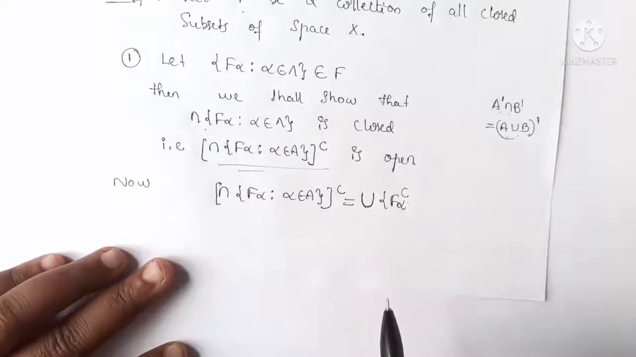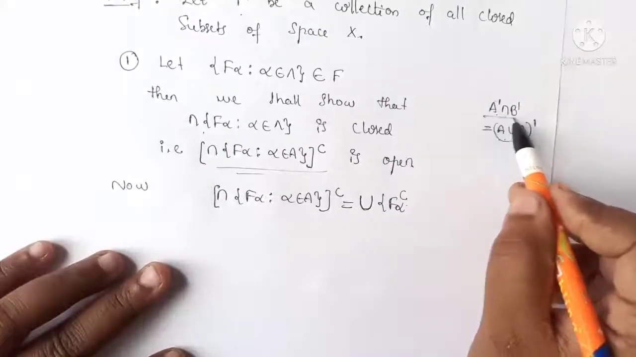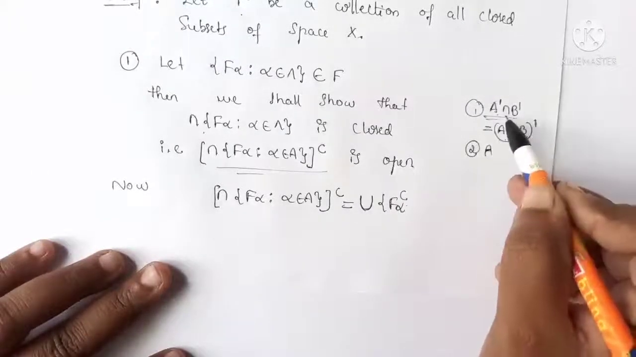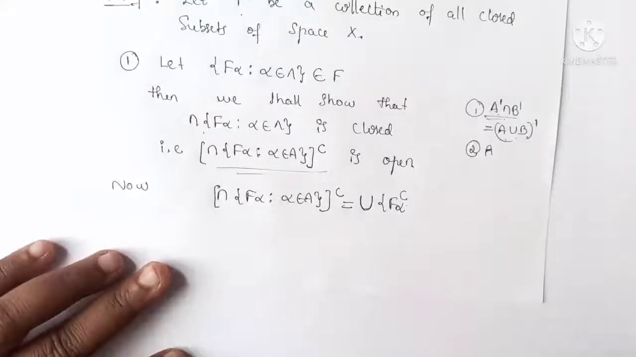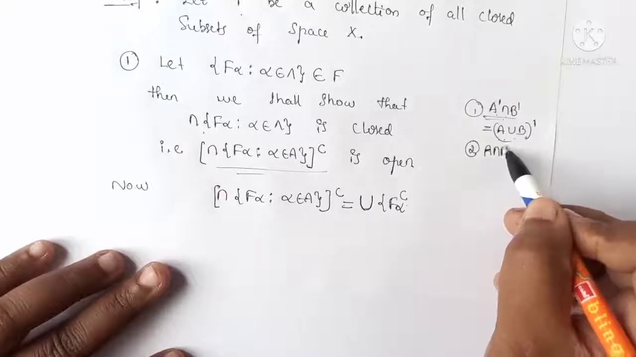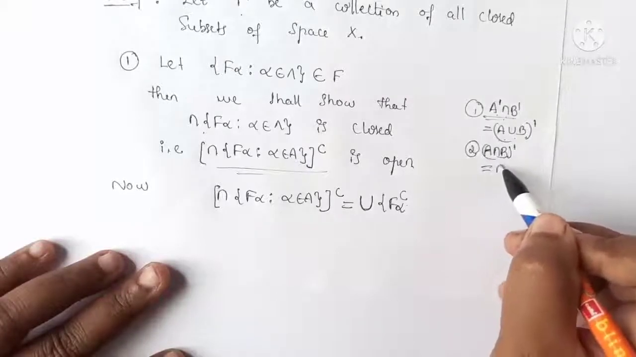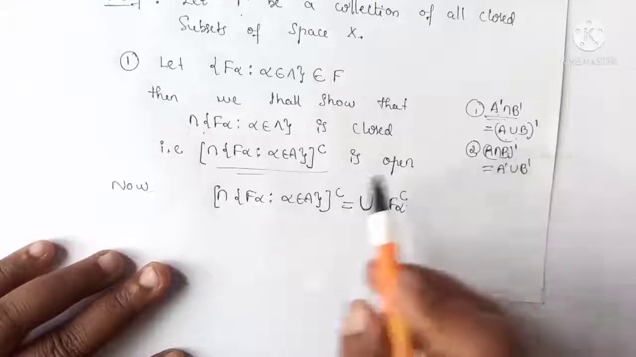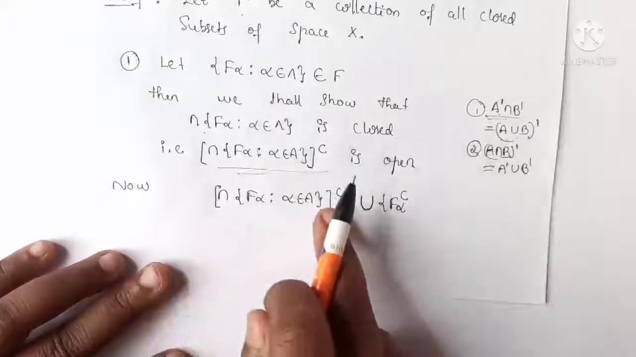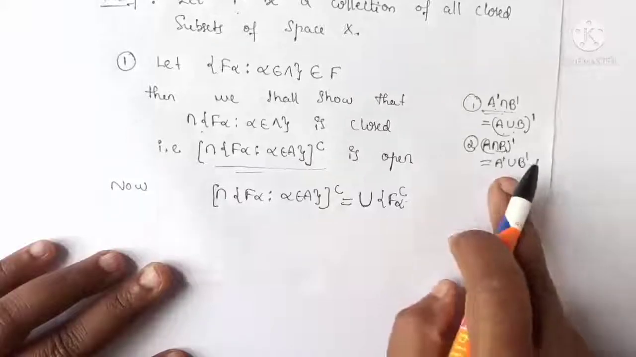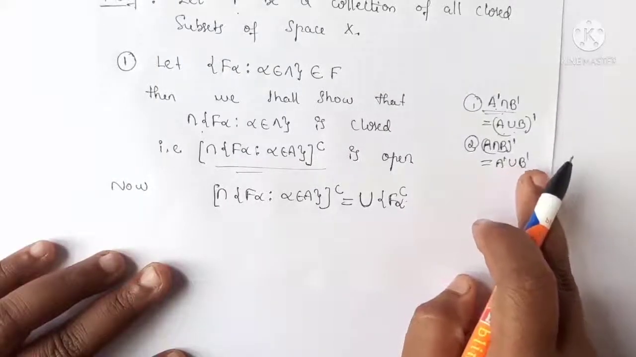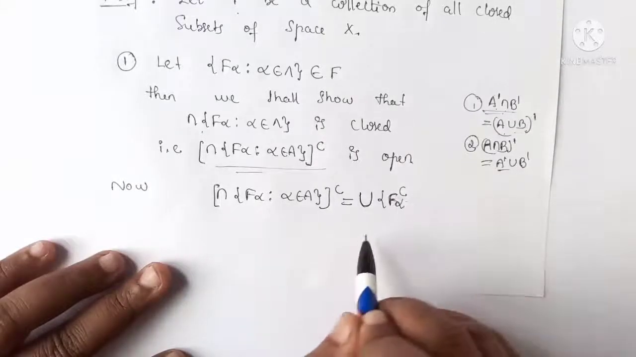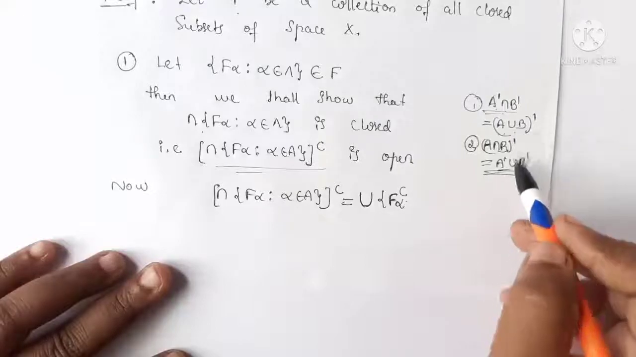Okay, so sorry, we are not applying this formula. So this is the first one. For the second one, we have applied this formula: A intersection B whole dash equals A dash union B dash. Here we use the complement of the intersection equals the union of the complements of the individual sets. We have both formulas.